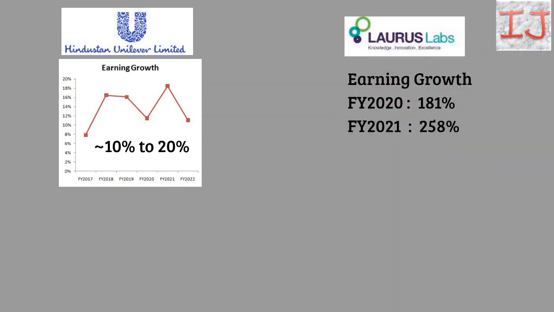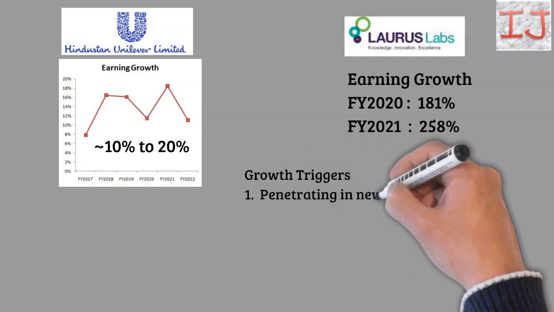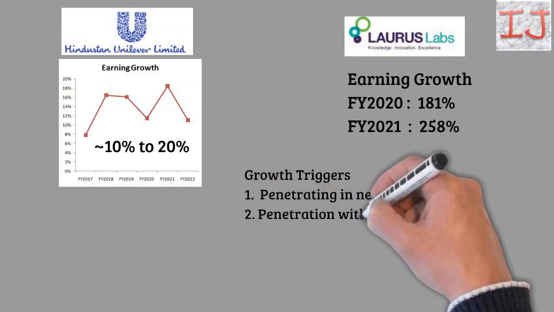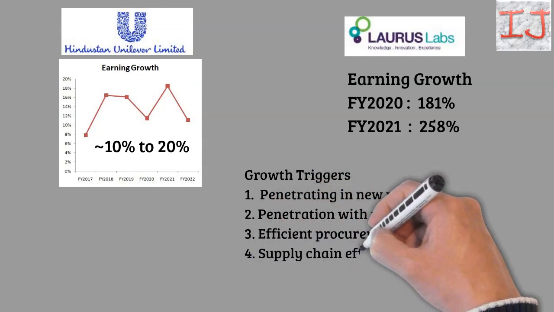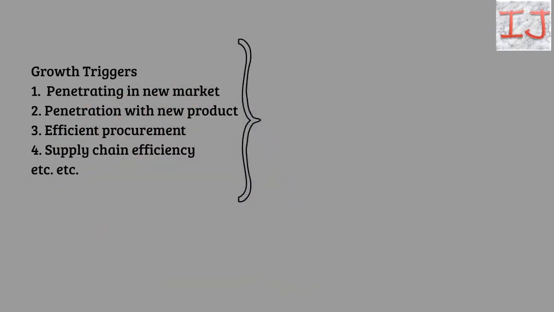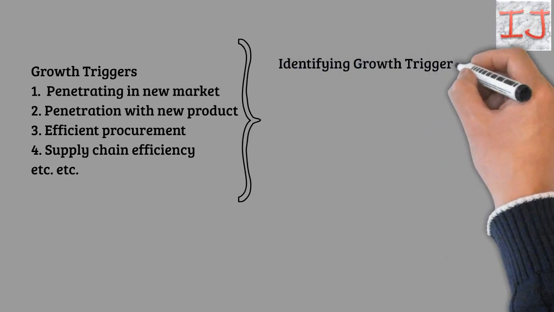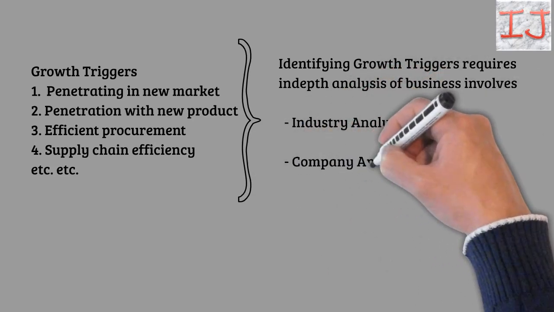To know whether there can be any earning growth trigger, one has to study the company in detail. Growth can come from penetration in a new market or penetrating an existing market with new products or both. It can be due to efficient raw material procurement, which results in a decrease in cost. There are many possible earning growth triggers. We will talk about those triggers in some other video. From this discussion, it must be clear that finding a growth trigger may be a little difficult, as it requires in-depth analysis of both the industry and the company.